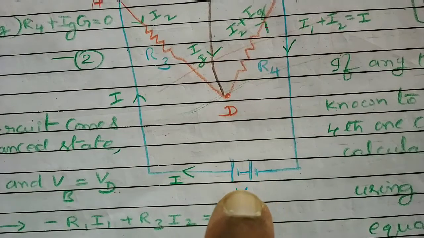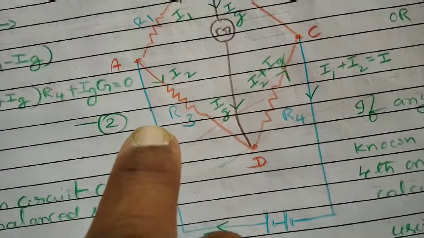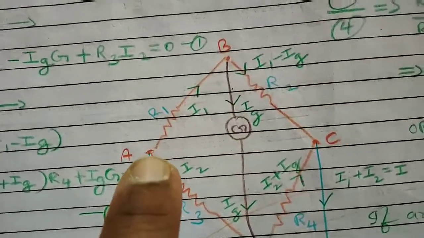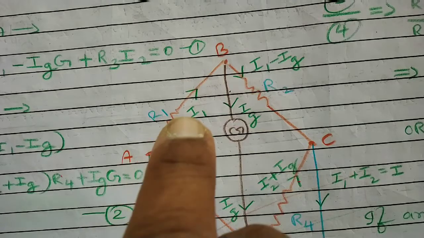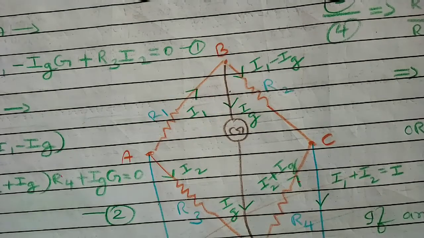See, this is the battery whose positive is this side, negative is this side. From the positive, current I is passing, and it will go up to point A, where it is divided into two parts. So through R1, I1 current is passing. Through R2, the current passing is I2. That means I is divided as I1 and I2.